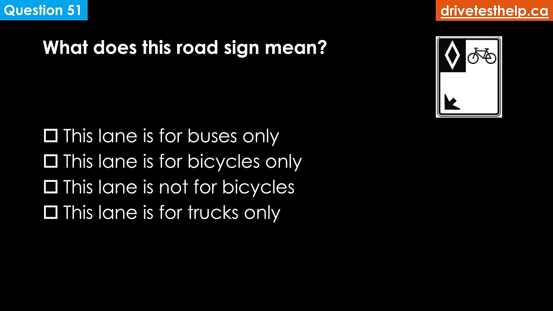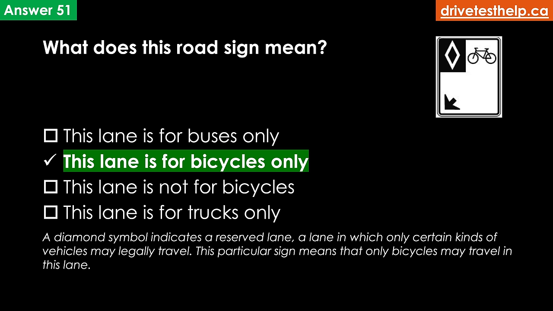This lane is for trucks only. Correct answer: this lane is for bicycles only. A diamond symbol indicates a reserved lane, a lane in which only certain kinds of vehicles may legally travel. This particular sign means that only bicycles may travel in this lane.